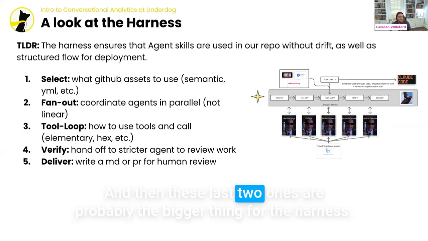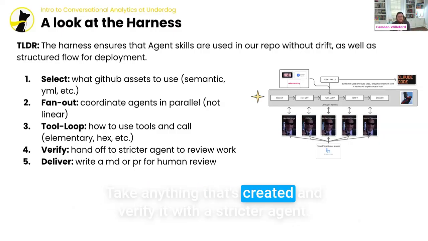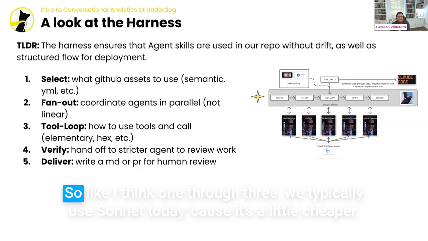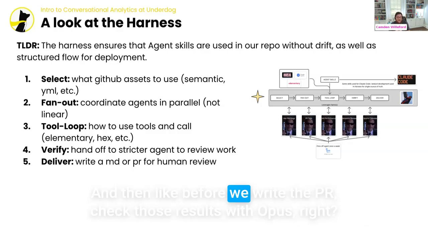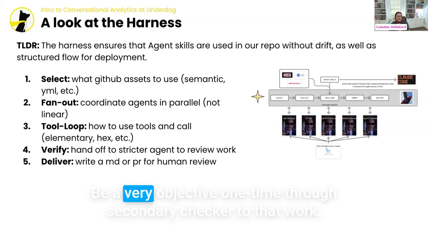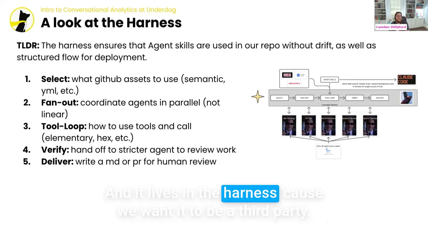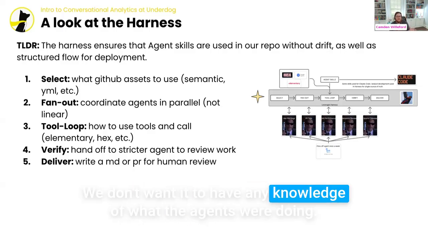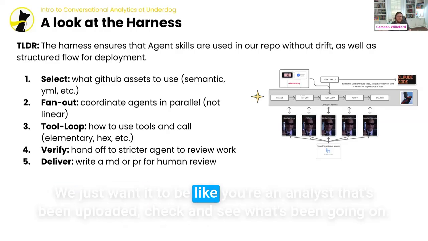And then these last 2 are probably the bigger thing for the harness. Take anything that's created and verify it with a stricter agent. So like, I think for steps 1 through 3, we typically use Sonnet today because it's a little cheaper. And then before we write the PR, check those results with Opus, right? Be a very objective one-time-through secondary checker to that work. And it lives in the harness because we want it to be a third party. We don't want it to have any knowledge of what the agents were doing. We just want it to be like, you're an analyst that's been uploaded, check and see what's been going on.